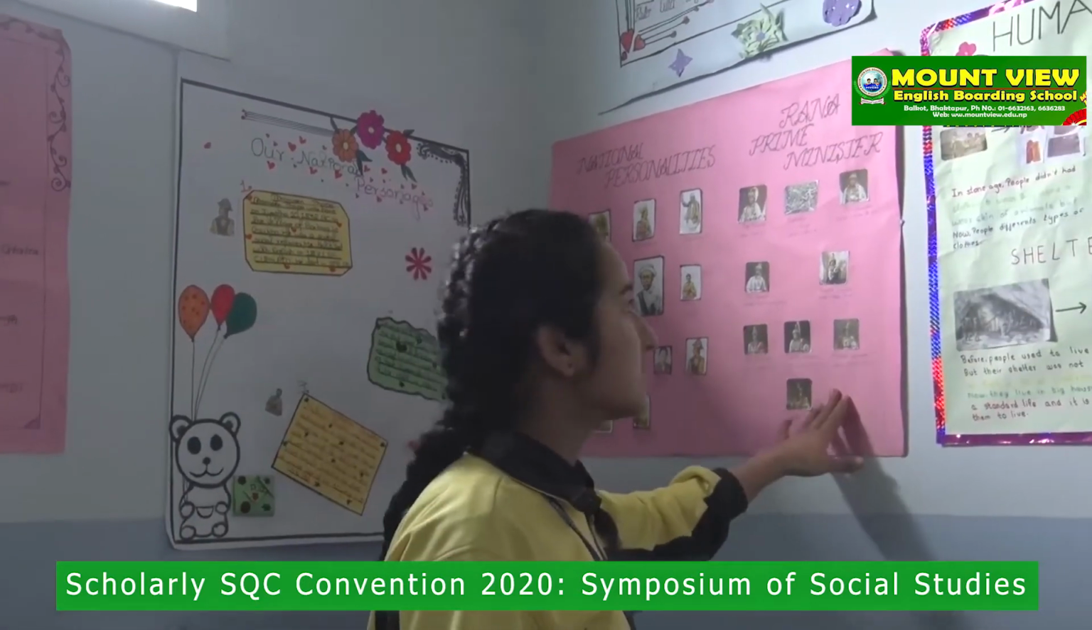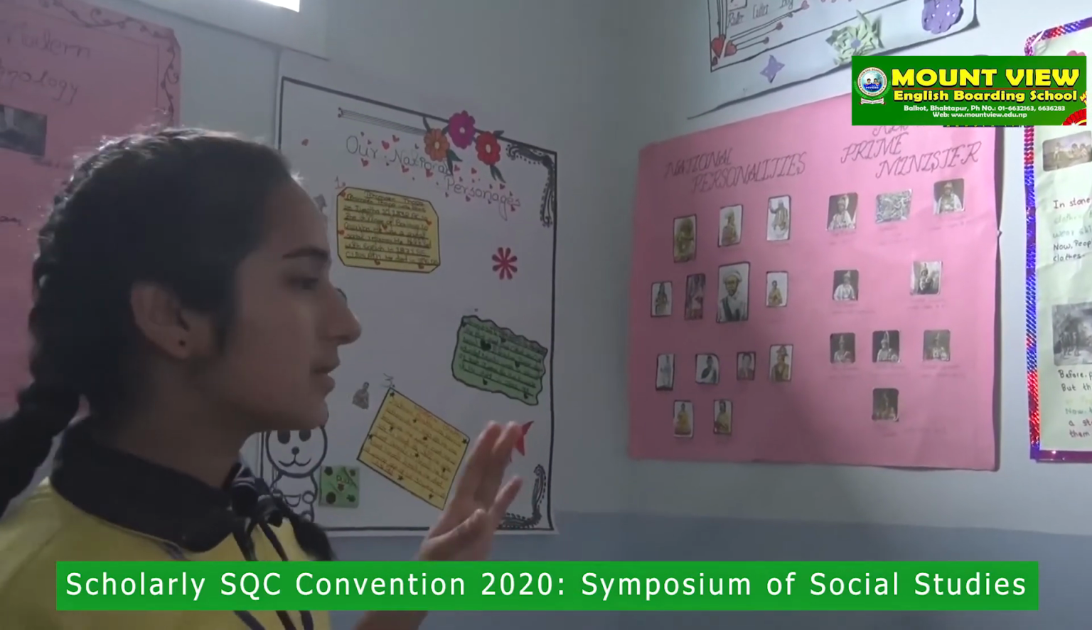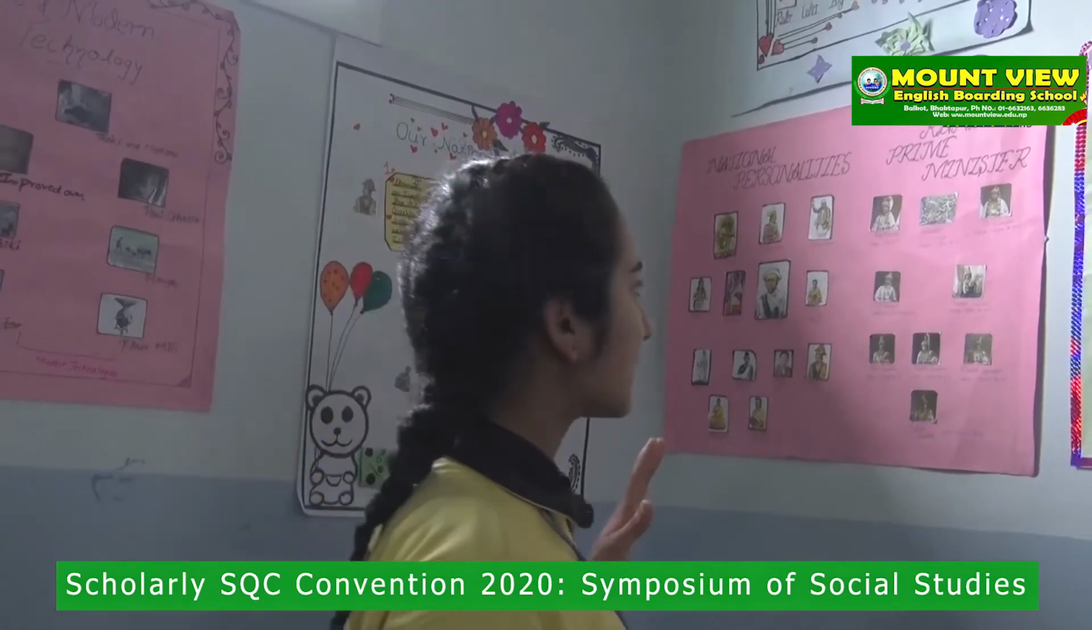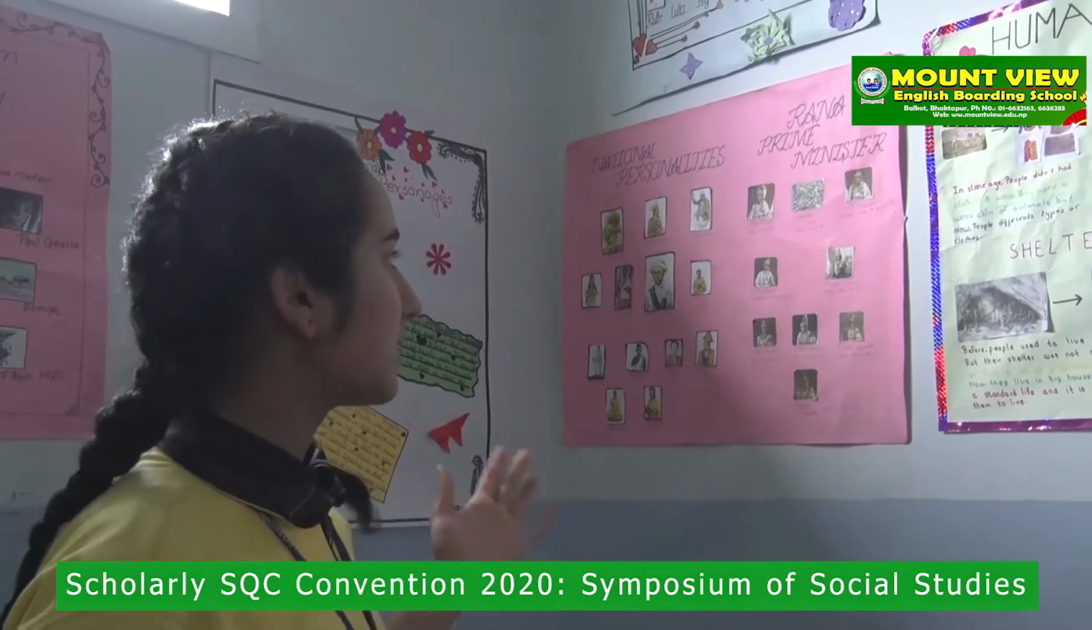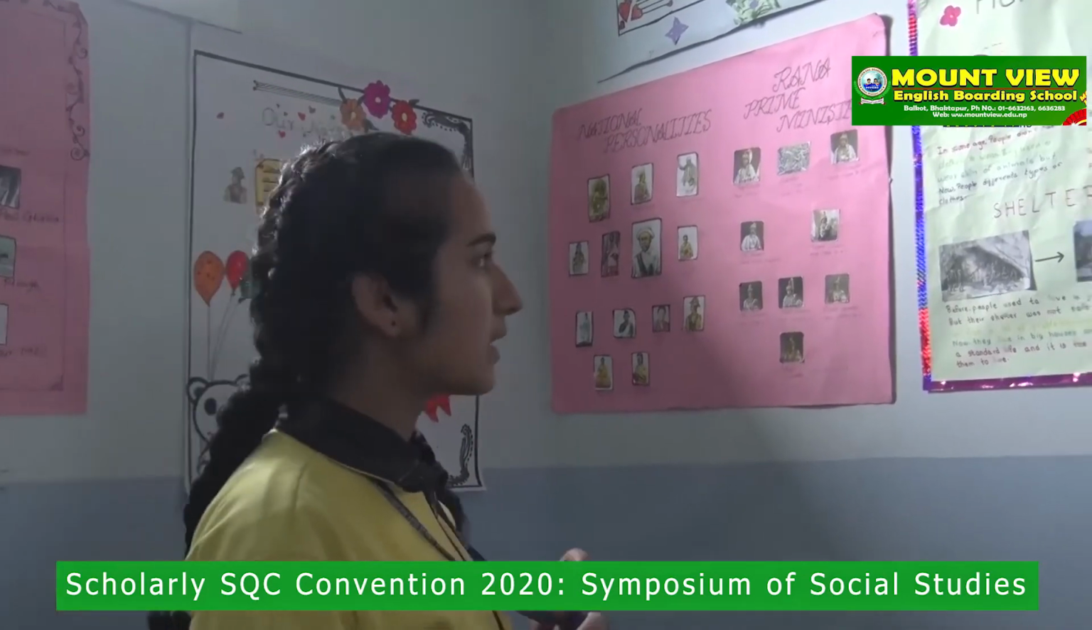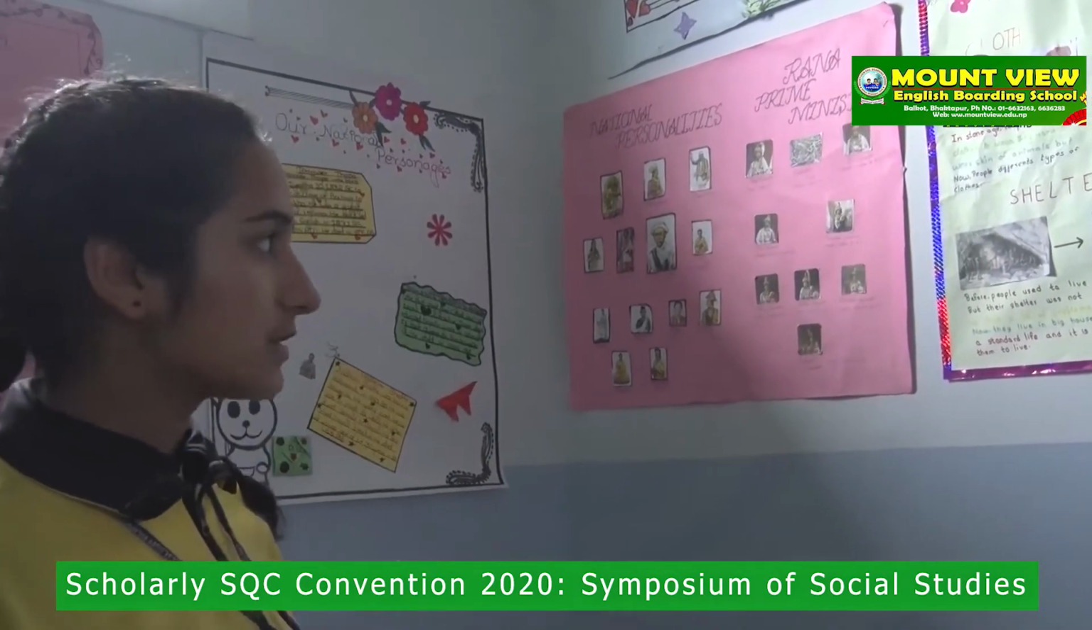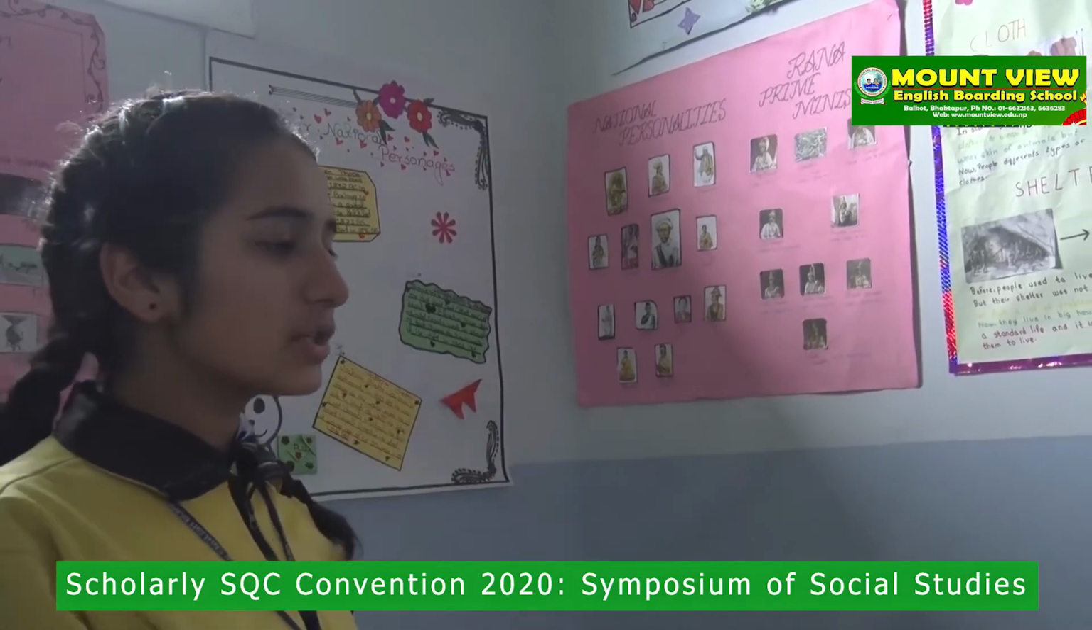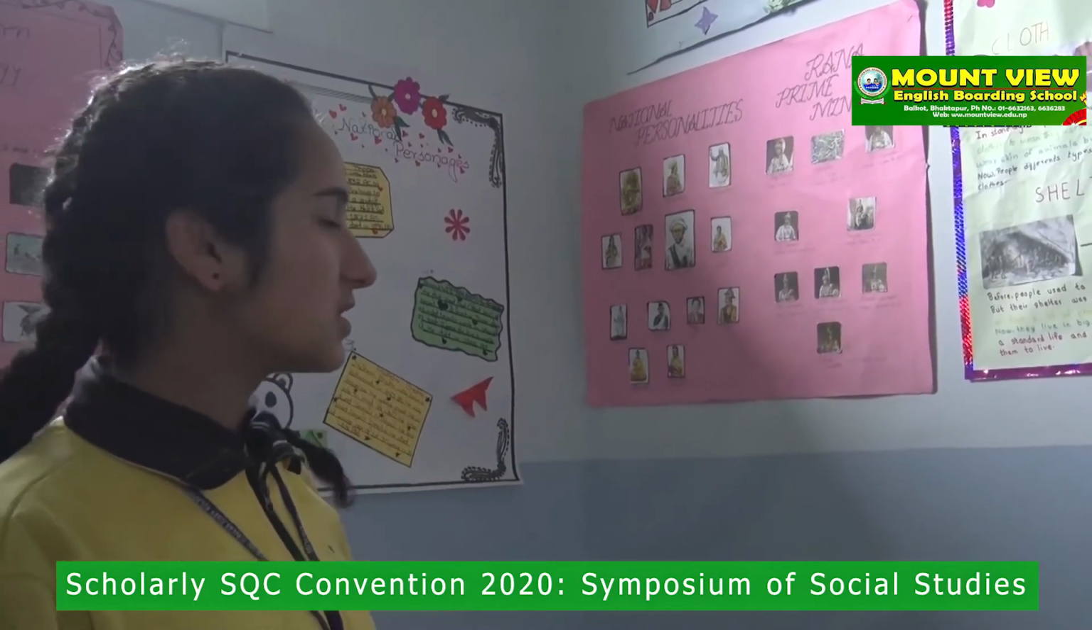Here are some of the prime ministers, like Jung Bahadur. The first Rana was Jung Bahadur, who ruled from 1903 to 1934. He published the Muluki Ain for the first time, and he also tried to remove the Sati system.